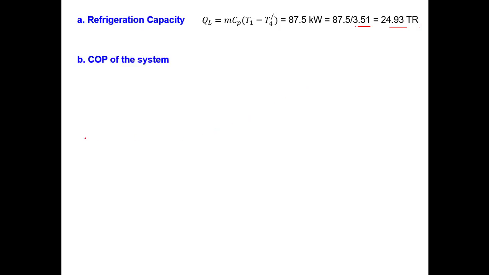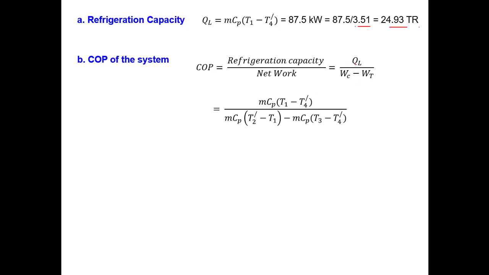And the second unknown is the performance, the COP of the system. The COP of the system is equal to the refrigeration capacity or the cooling effect divided by the net work. The cooling capacity is QL, and the net work is WC minus WT. Again, if we put all the values QL, WC, WT, and the values of all the temperatures, then the COP of the system will be equal to 0.51.